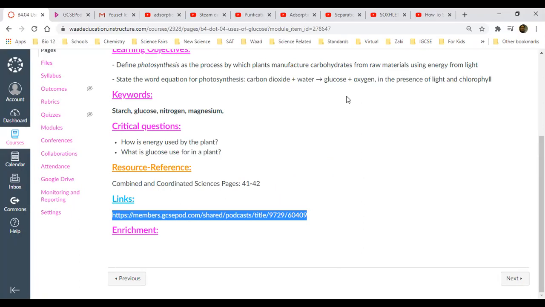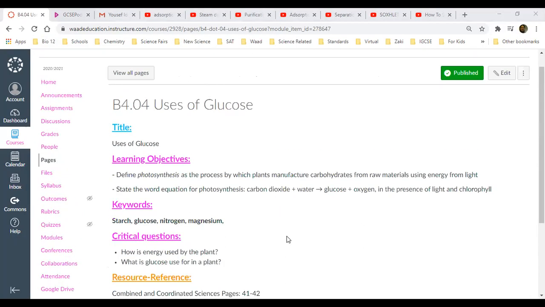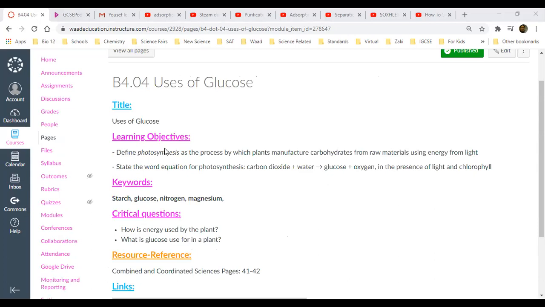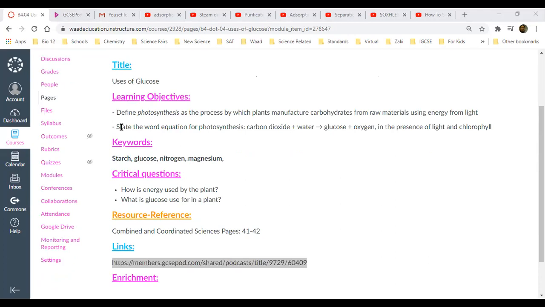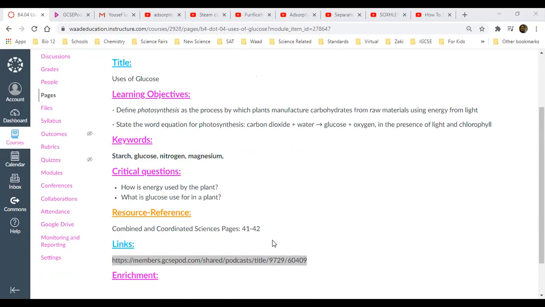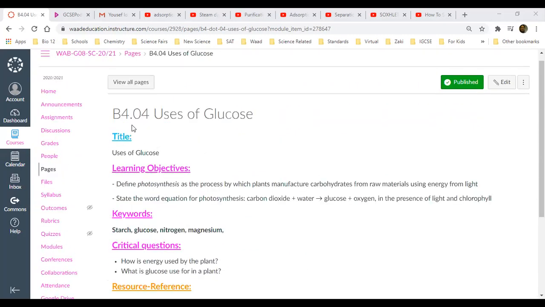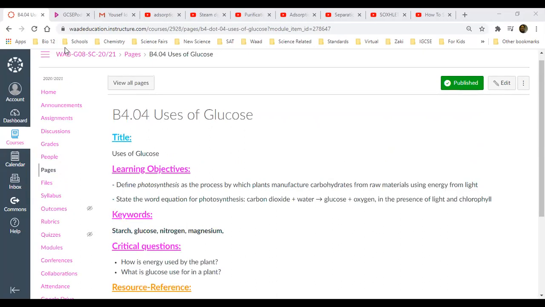Today the topic we'll be discussing is about the uses of glucose. If you're looking at the canvas, this has the learning objectives. We're going to see that photosynthesis produces the glucose, and then where are they utilized? The starch, glucose, and the nitrogen and magnesium. How is energy used by the plant? What is glucose used for in a plant? So our perspective is going to be with regard to the plants, and how do they utilize their own produced glucose?